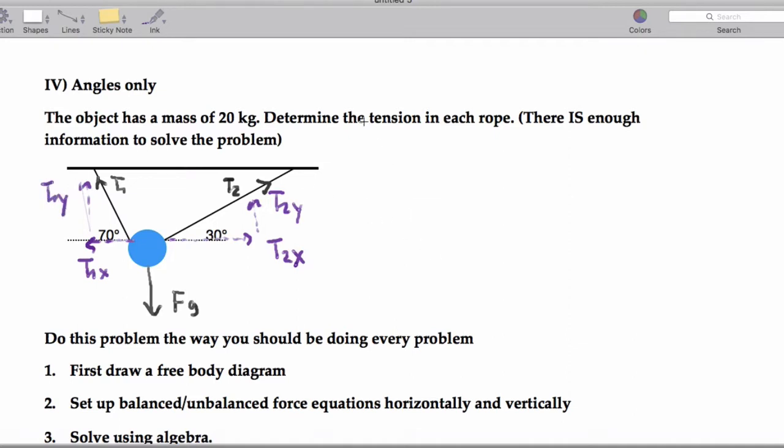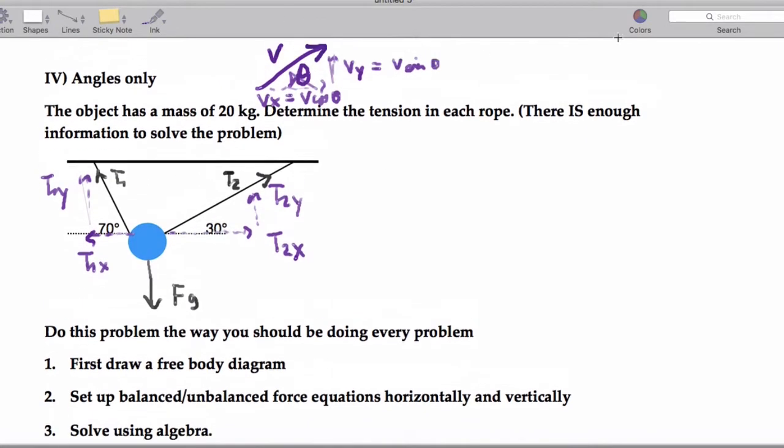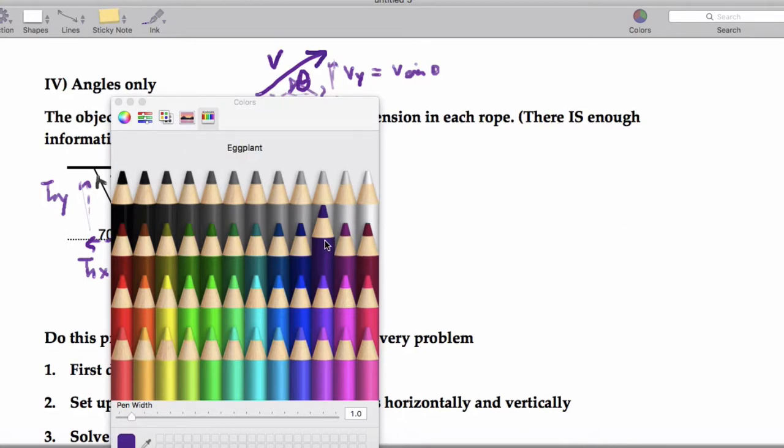Now, to be clear, if you remember when we deal with vectors, if this is a vector v, and this is the angle theta it points at, then we have x and y components written like this: Vx = V cos theta, Vy = V sine theta. The problem here is that we don't actually have any values for these tensions, and we're going to have to set up the physics and use algebra to solve.